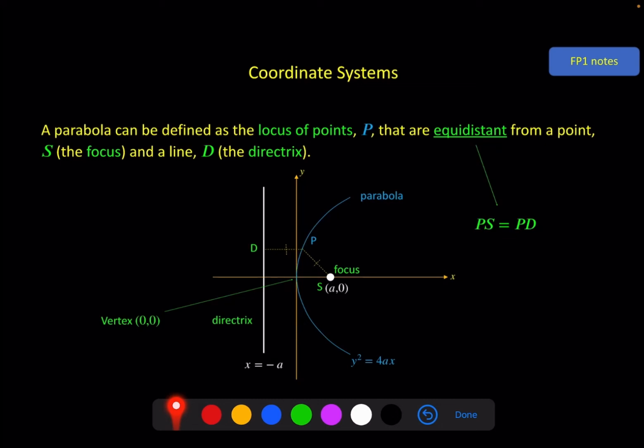For example, if you know the focus is 7, 0, then immediately you can create this equation and the directrix. But if you know the directrix, then you can do the same. You can create this equation and write down the focus. So our first example is going to be doing this.